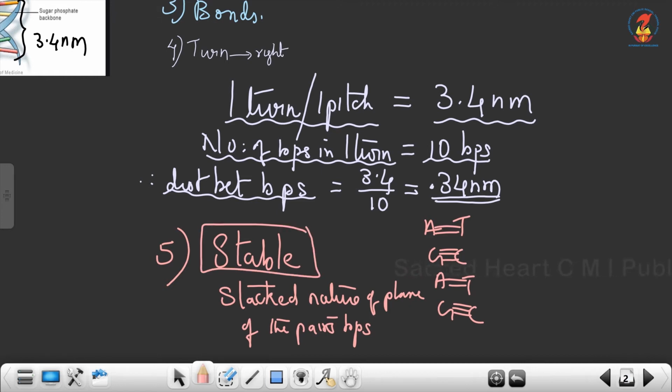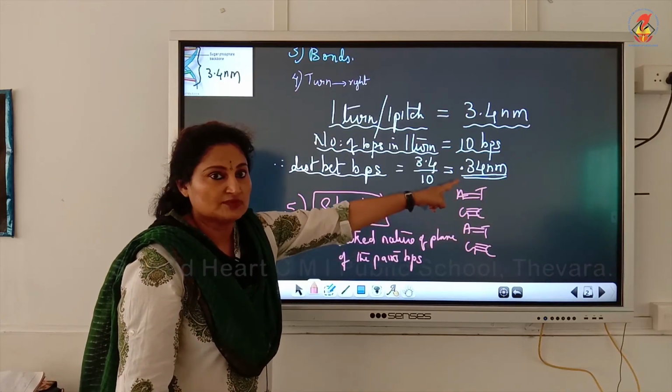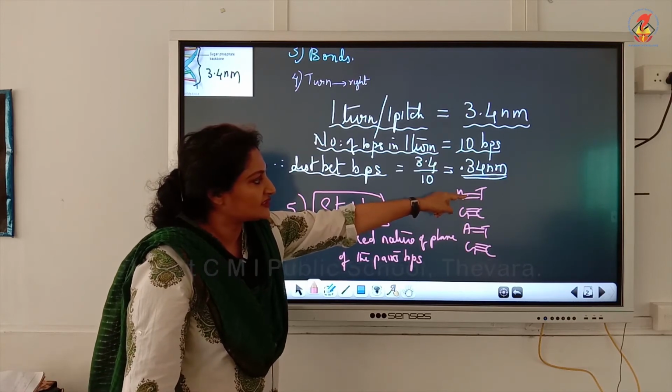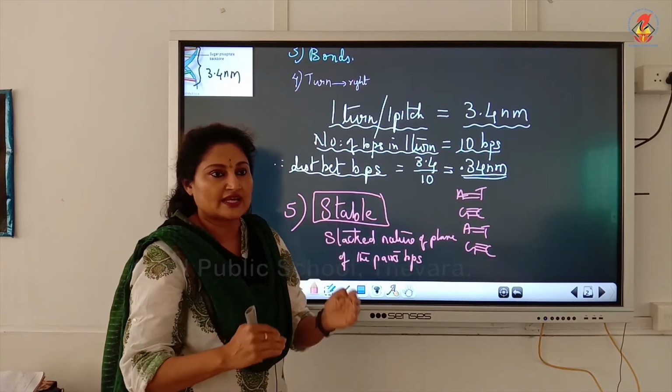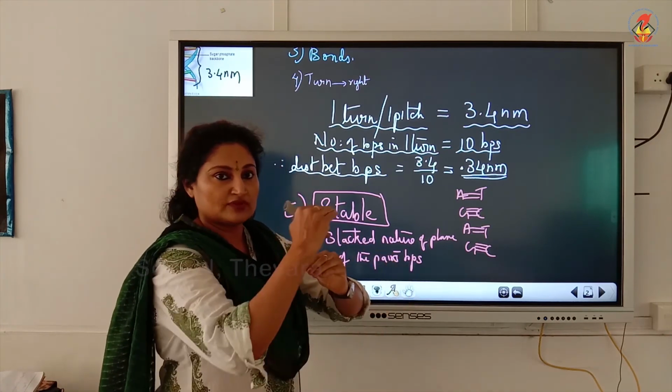So, why are they stable? According to Watson and Crick, DNA is very stable because of the stacked nature of the planes of the hydrogen bonds. See, look at the stacked nature, one above the other, like a stack of chairs. It's not easy to drop a stack of chairs. They are so stable.